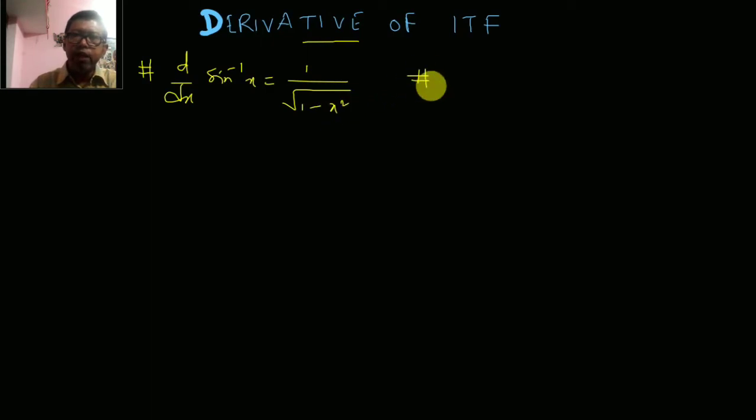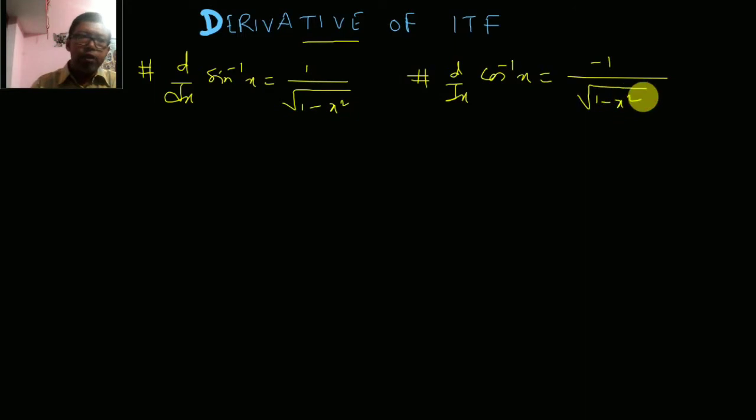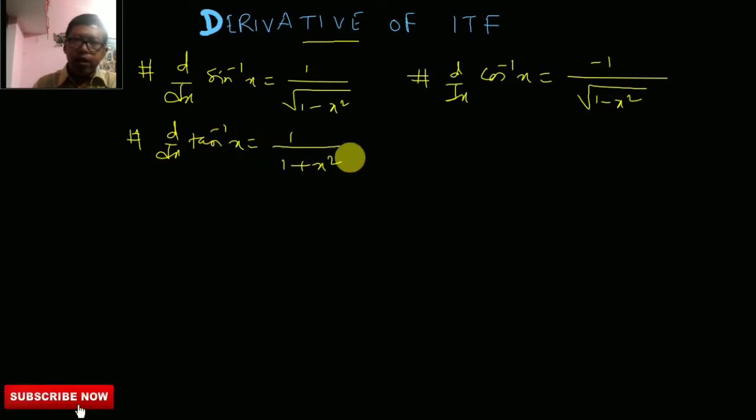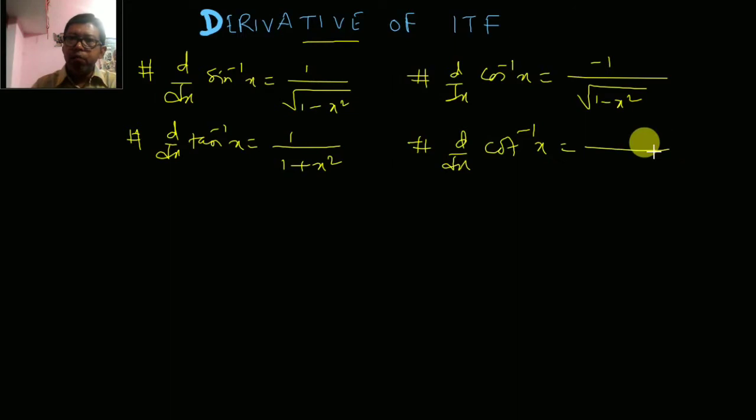Next formula is d/dx of cos inverse x is equal to minus 1 upon root over 1 minus x square. Next, d/dx of tan inverse x is equal to 1 upon 1 plus x square. Next, d/dx of cot inverse x is equal to minus 1 upon 1 plus x square.